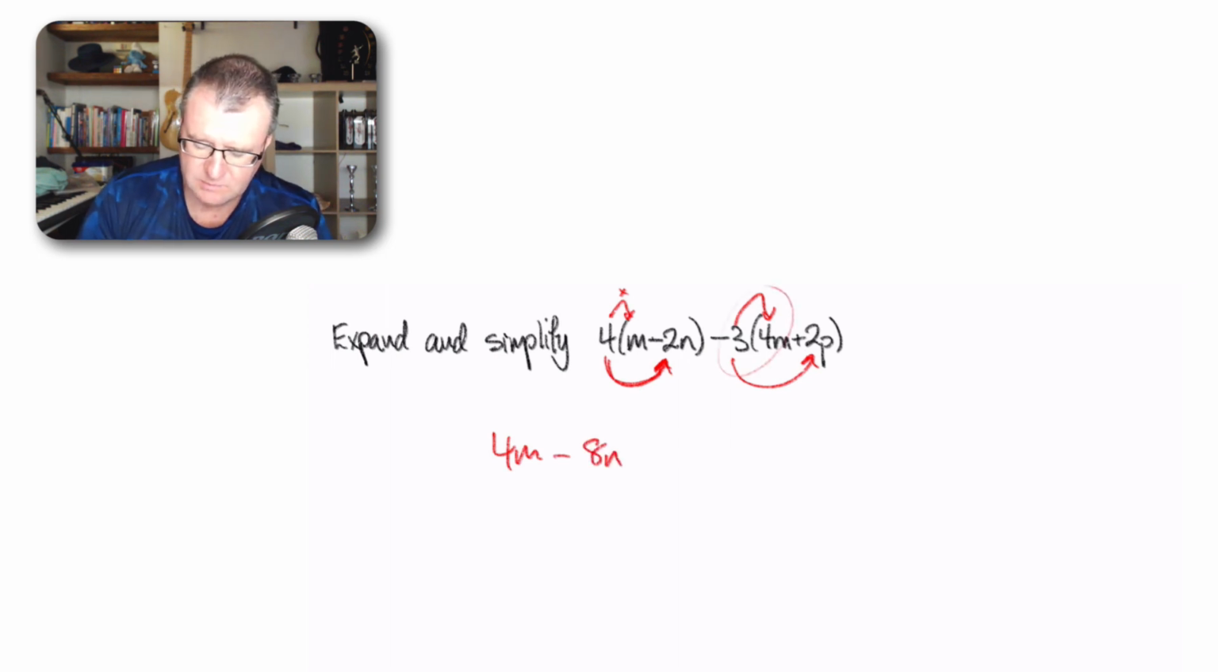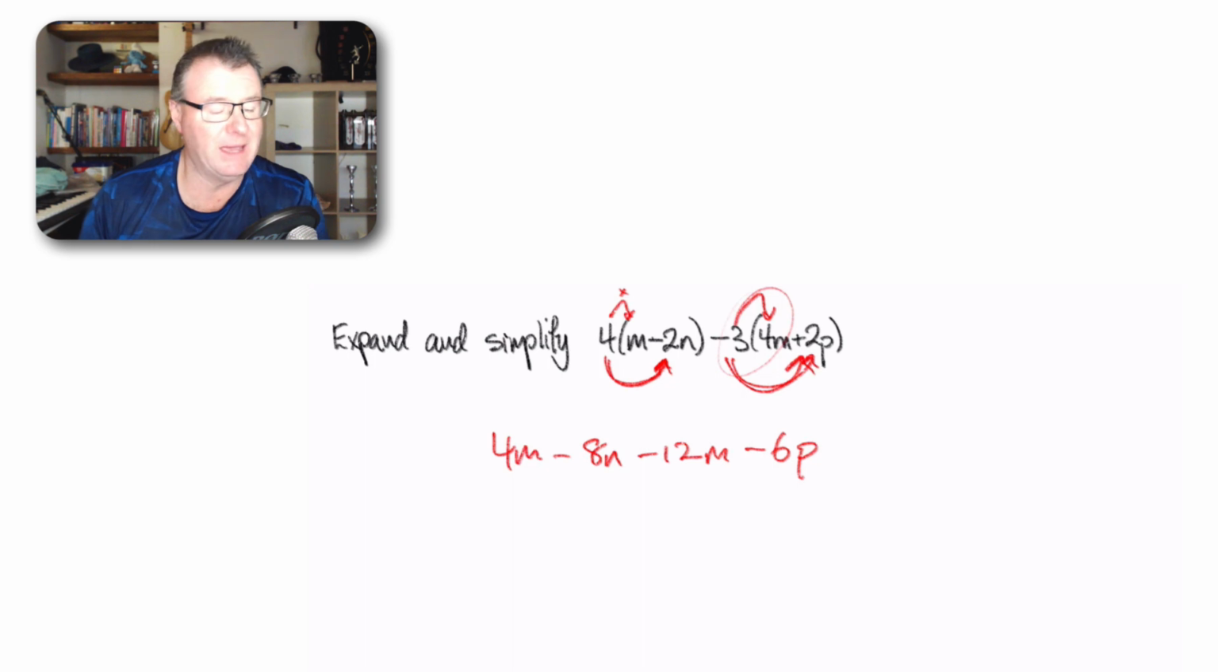Moving along now to this part, I've got negative 3 times 4m. Negative 3 times 4 is a negative 12, and don't forget to put the m in there. Negative 3 times positive 2, a negative times a positive gives me negative 6p. Okay, I've done the expansion.